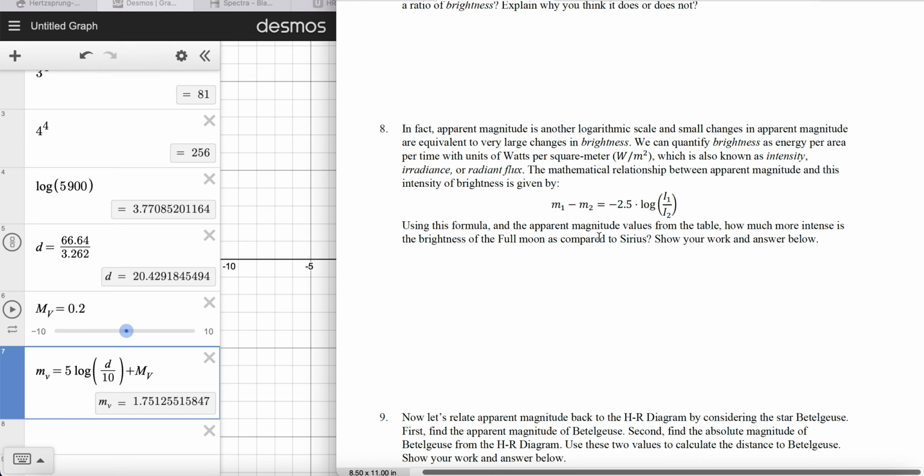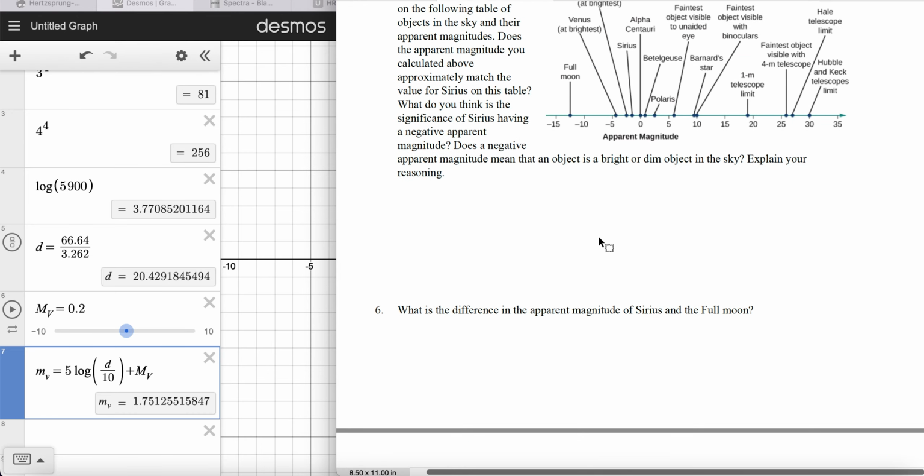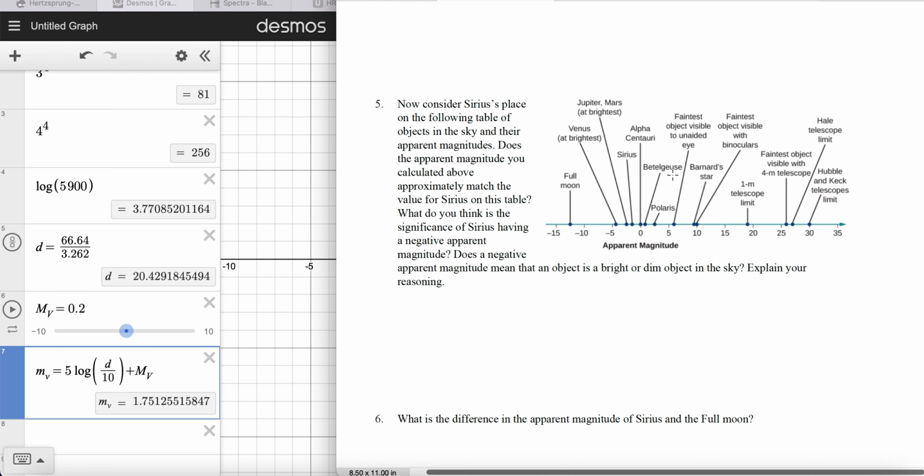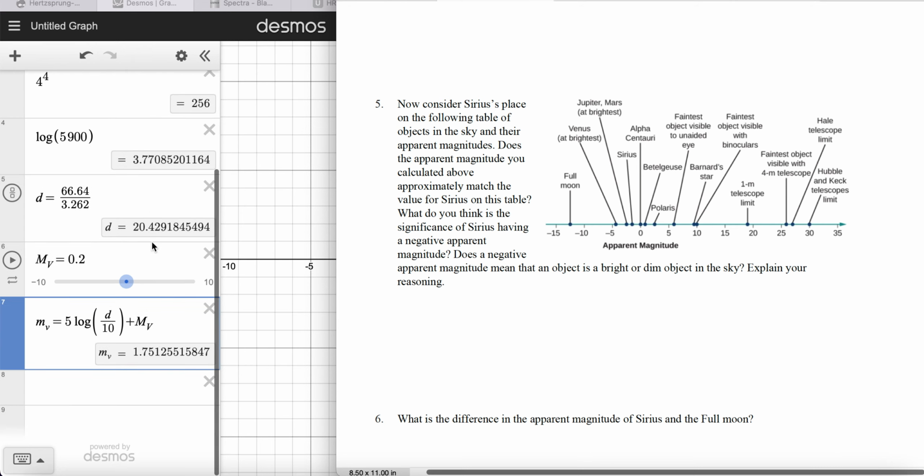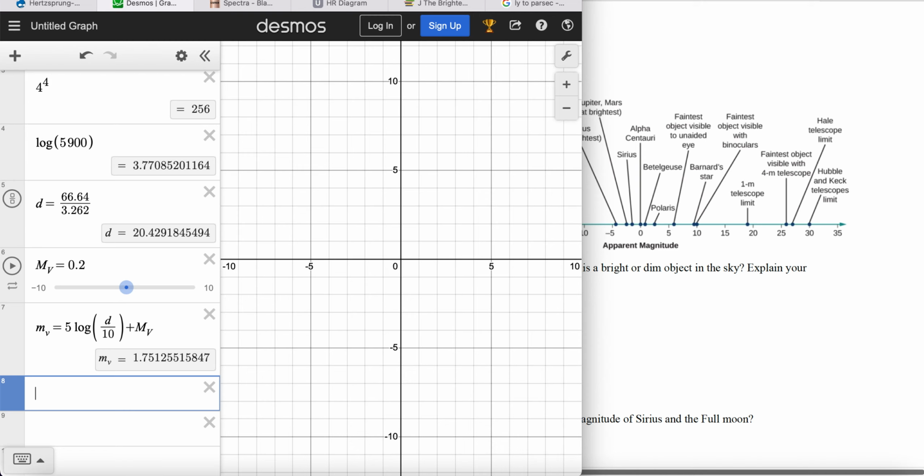But I won't give away Sirius and the full moon. So let's choose two other things from our apparent magnitude table up here, our little figure. Let's compare a couple of other bright stars in the sky: Polaris and Alpha Centauri. These are stars that might be easy, and fun, to find in the sky. So let's figure out how we could compare them.